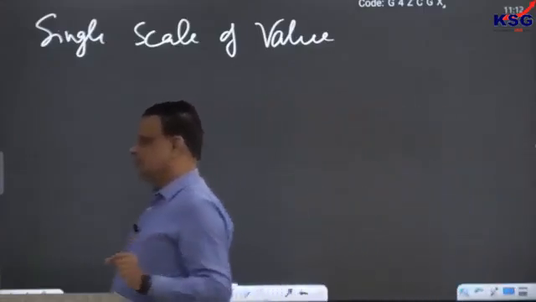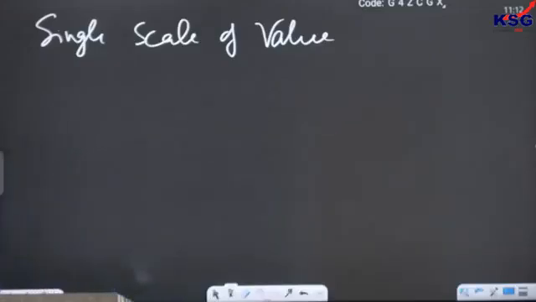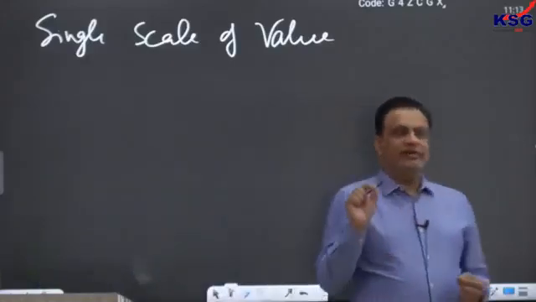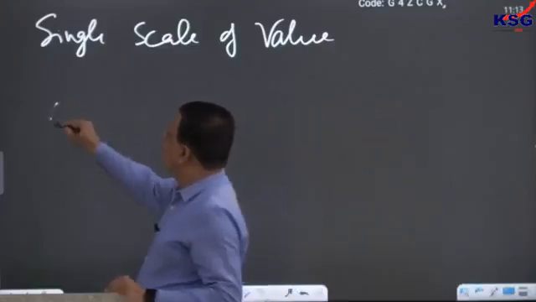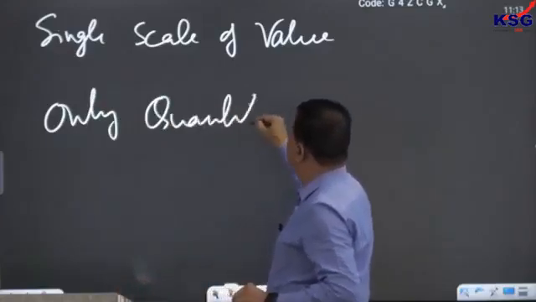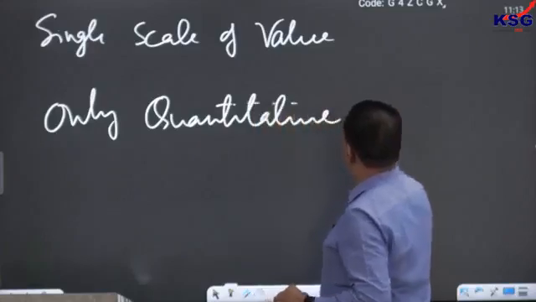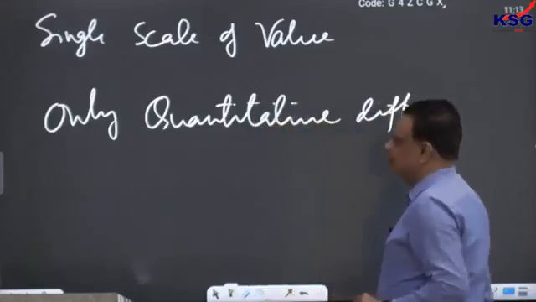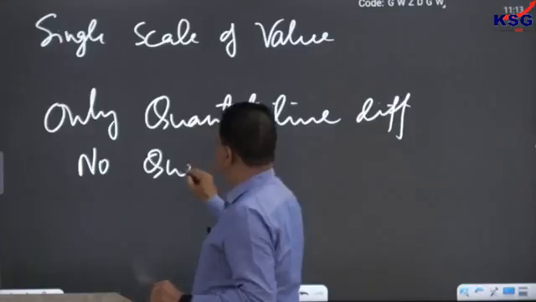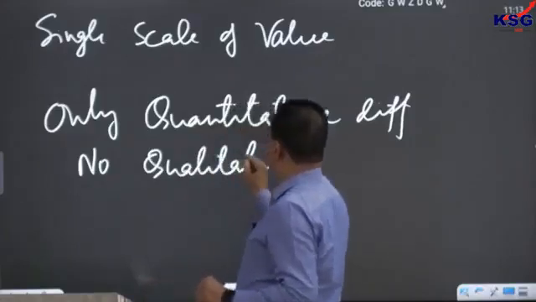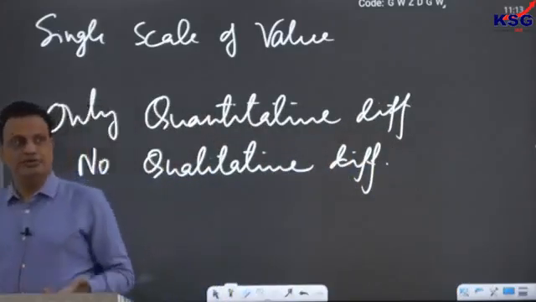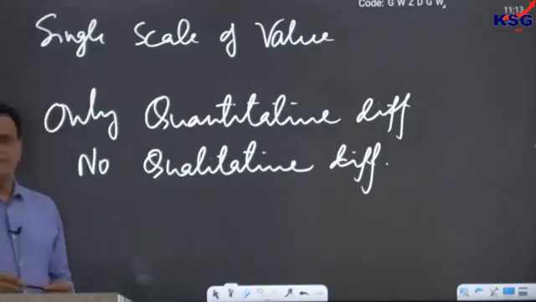He believed that, write down further, he believed that values differ from each other only in quantitative terms. There are no qualitative differences between the values.